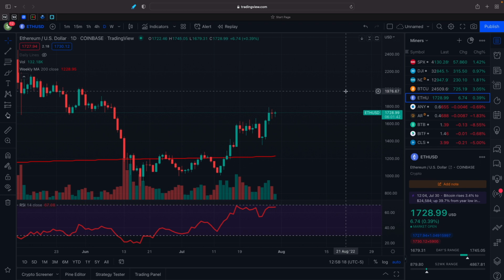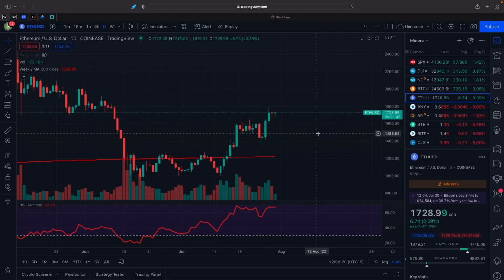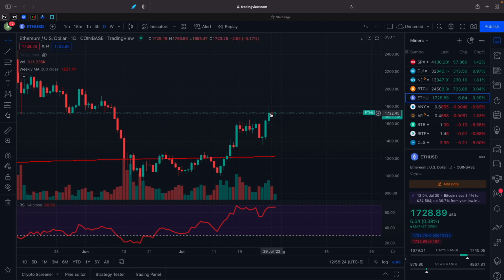Ethereum is up nicely as well, up to 1,728 right now. It has been trading sideways for the last couple of days. It peaked on Thursday, Friday we were pretty much flat, and today we're almost flat as well. You can see that on the RSI too. The good thing is the RSI has come down a little bit from the peaks and price has gone up, which is a good sign. So we'll keep an eye on Ethereum as well.